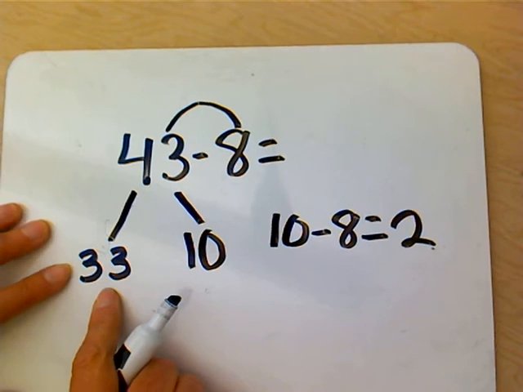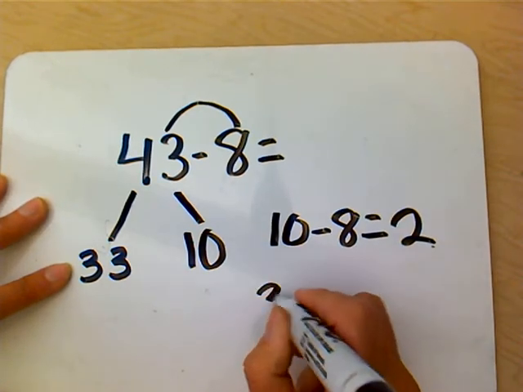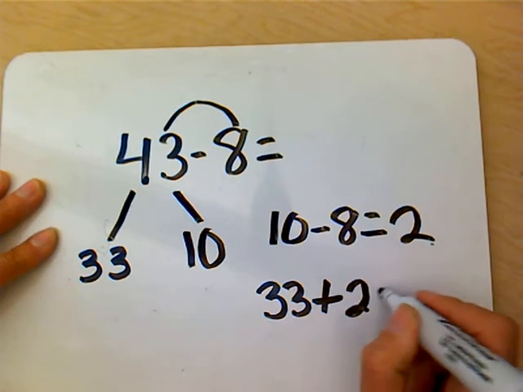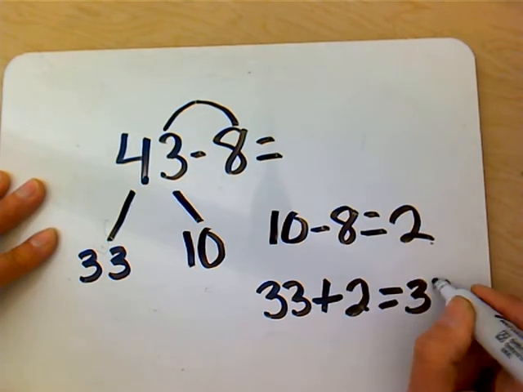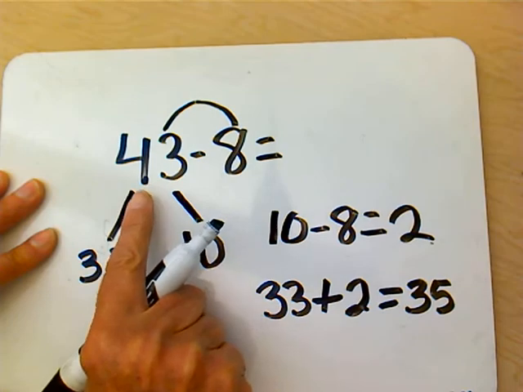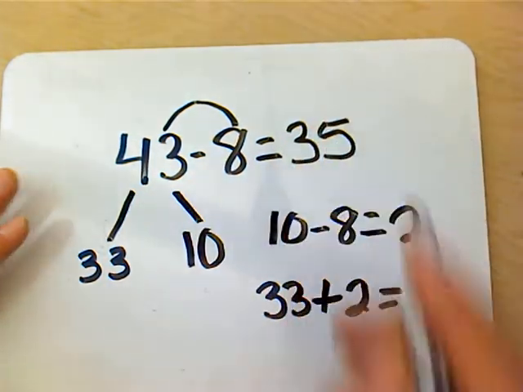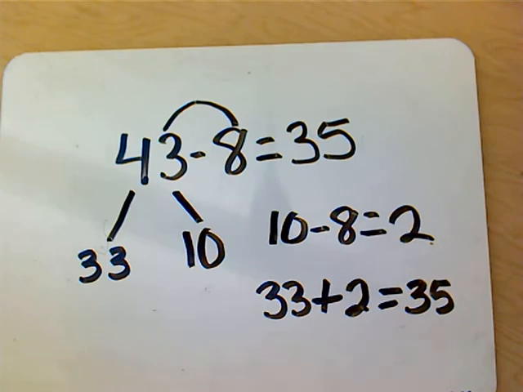What did I have left from my number bond? I had 33, and I'm going to add what I had left here and come up with 35. Therefore, I know that 43 take away 8 is 35. All right, so there we go.